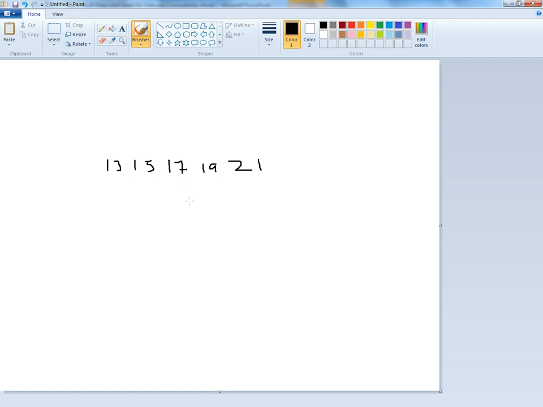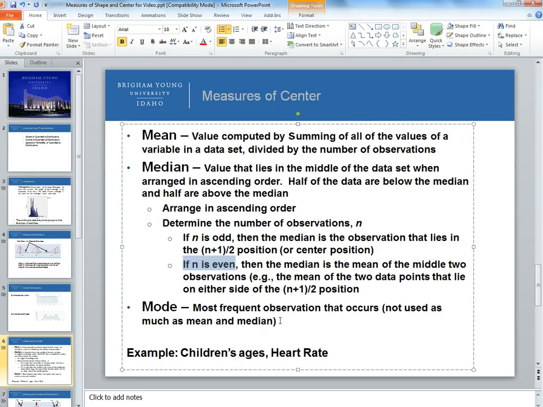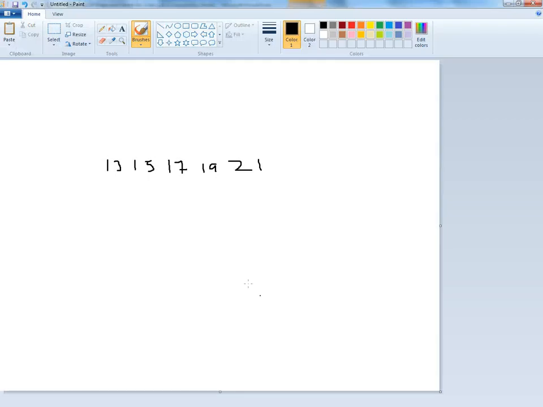Okay. Now the last definition here is the mode. It's the most frequent observation that occurs. In this example there is no mode because there's just one person per age. Now say for instance the last children for this teacher were twins, then that age would be the mode.